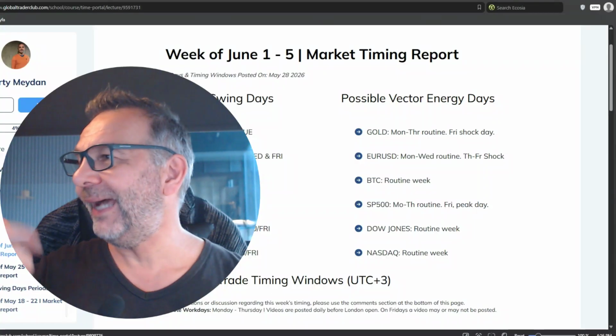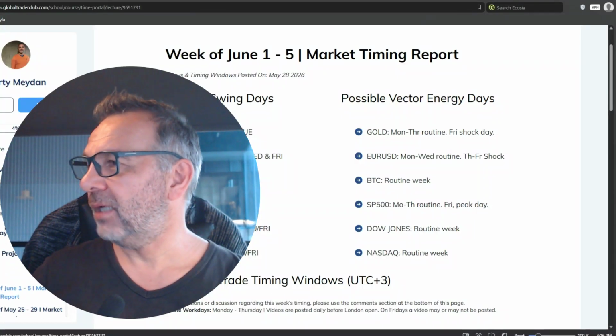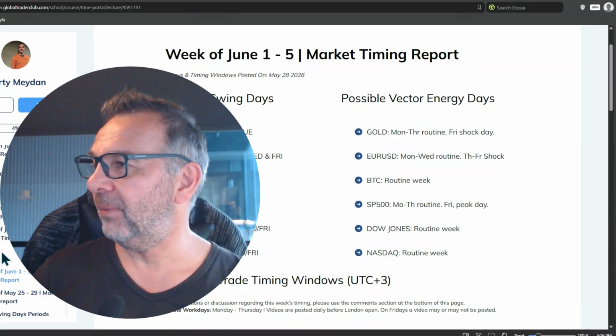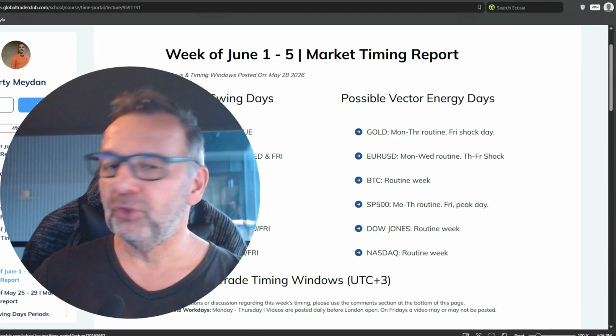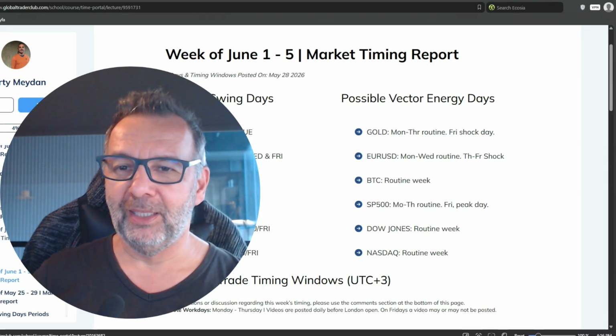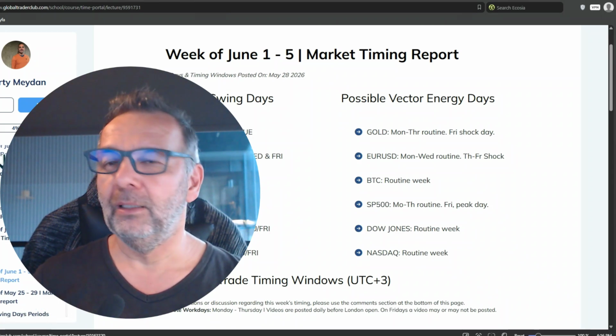Now I've already added the weekly market timing all the way up to the 15th of June, plus the forward projections, right? If you're in the members area, I've done it all the way up to July. You can see all the way up to July in there. It's on the left-hand side column there. Other than that, let's get started.